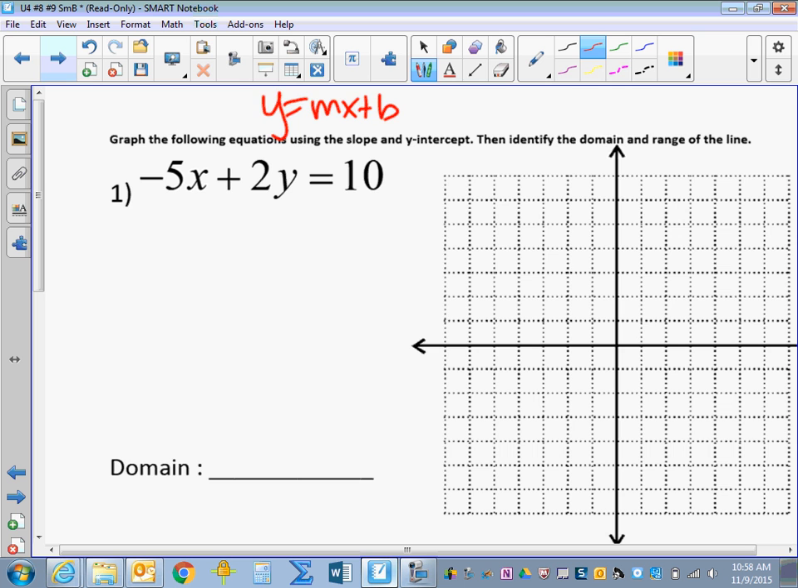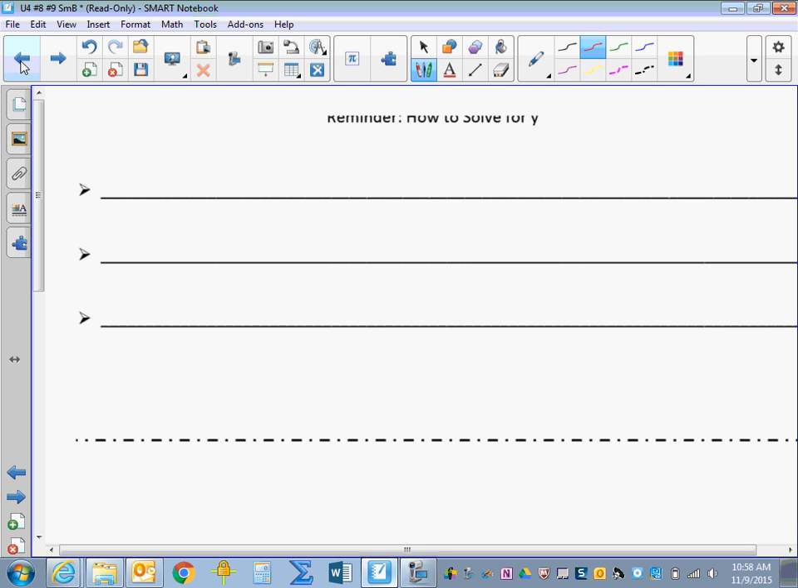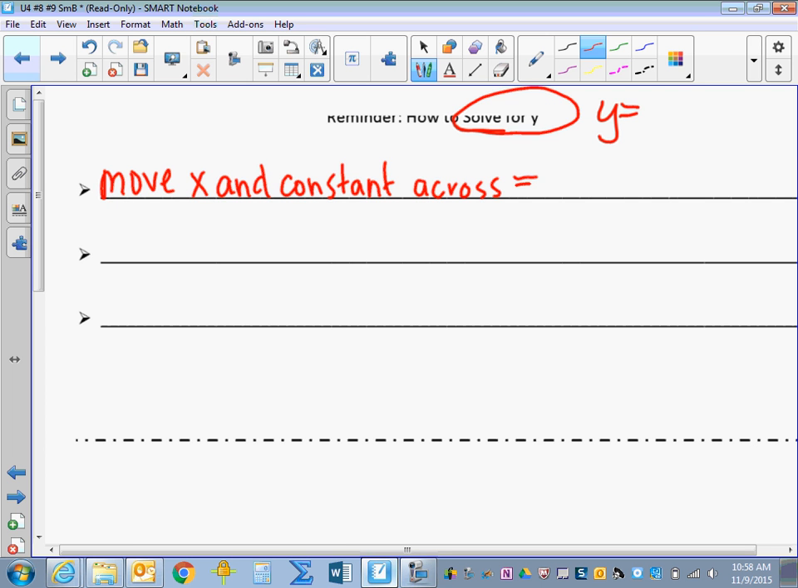We want it to be in y equals mx plus b form. All right, so let's take a look at what's right above your notes there. So we have to solve for y. We want it in y equals form. All right, so our first step, move your x and the constant over. We want to move our x and our constant to the other side of our equation.